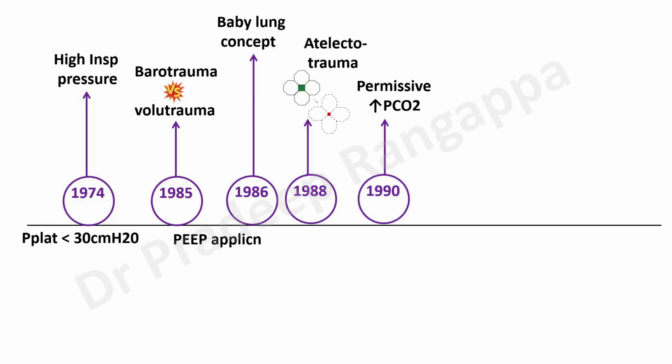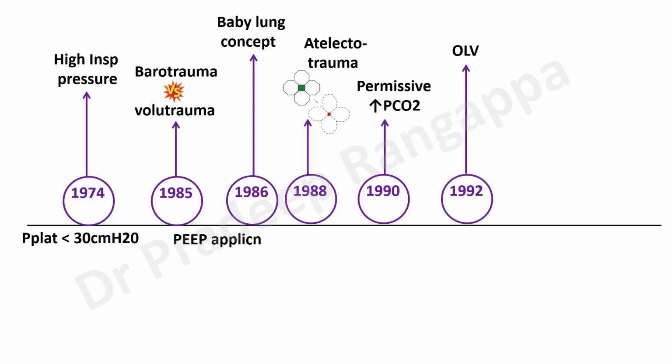Then in 1990 came the concept of permissive hypercapnia as an acceptable strategy in ARDS. But there was no clear indication as to how much CO2 is safe. I think that is where we are coming down to. Too much CO2 also may not be good. So initially we accepted that if CO2 is high, as long as pH is okay, we are still okay. But those concepts are slowly changing.